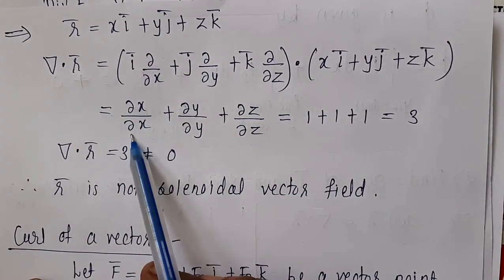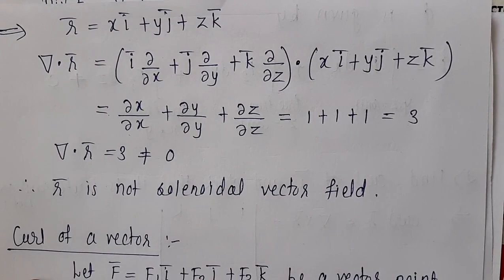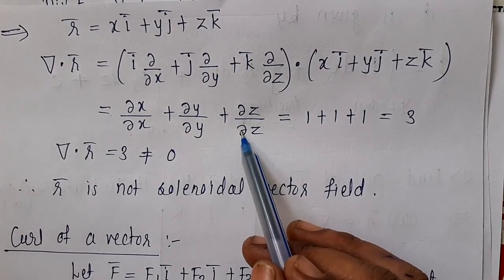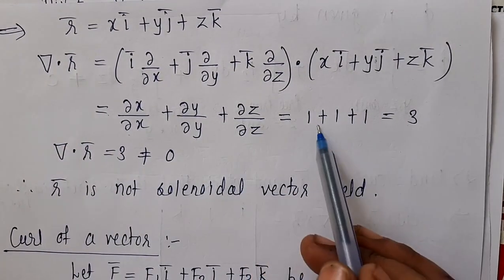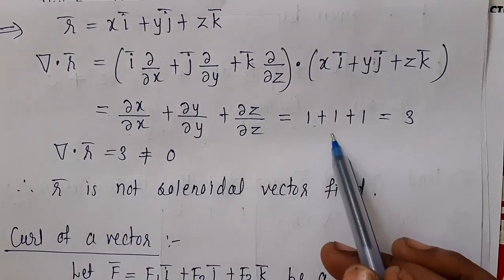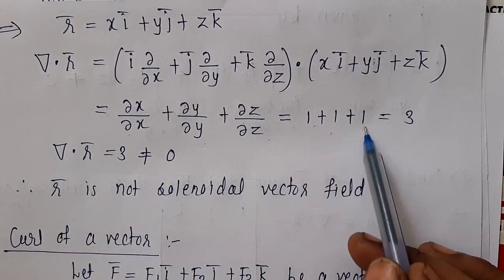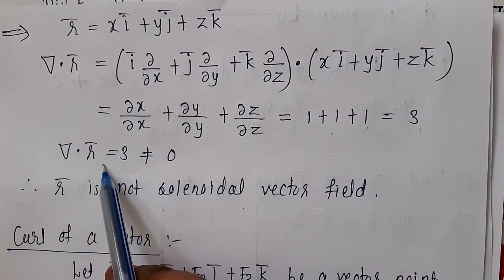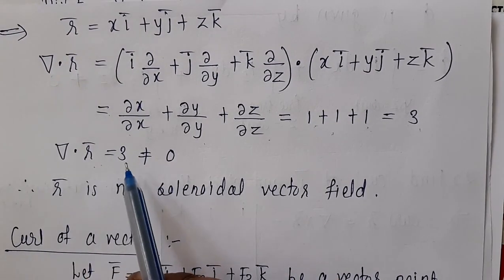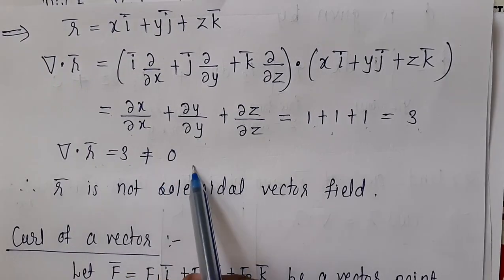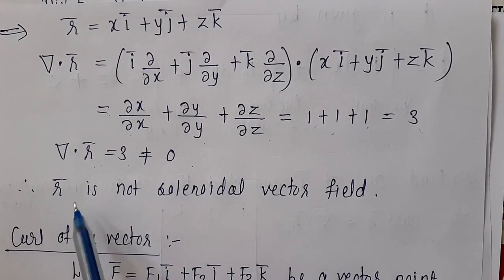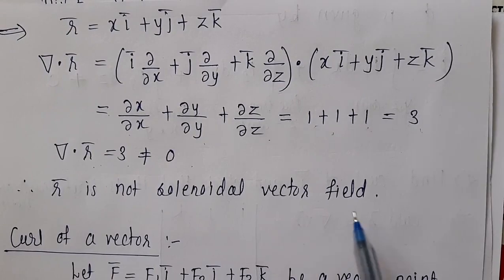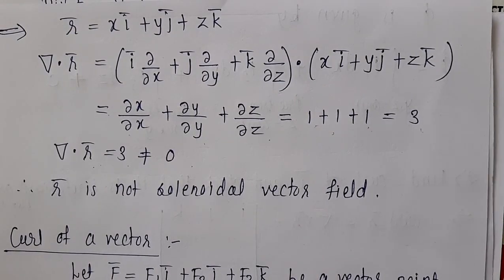So it is equal to del x by del x, del y by del y, and del z by del z. Del x by del x is equal to 1, del y by del y is equal to 1, and del z by del z is 1. So 1 plus 1 plus 1 is equal to 3. Now del dot r, the divergence of r, is equal to 3. It is not equal to 0. Therefore this vector r is not a solenoidal vector field.